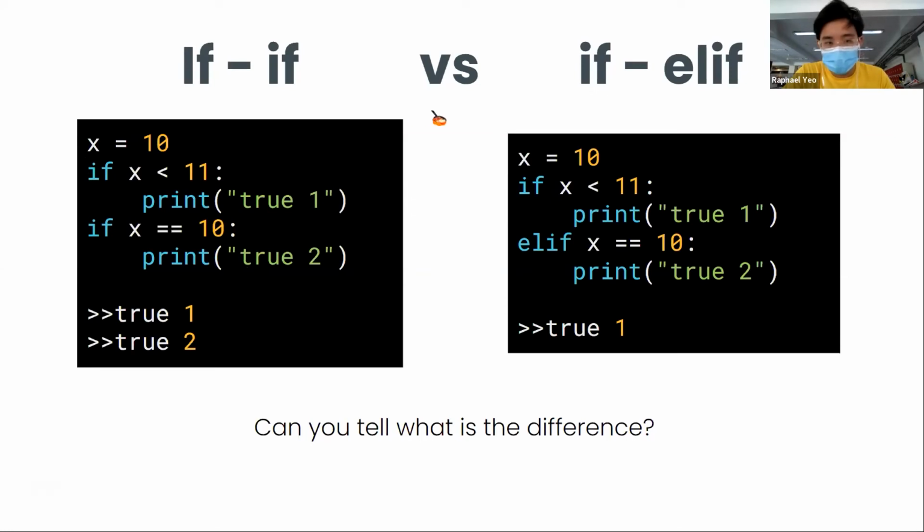Okay. On the other hand, if the first if statement is true and it prints true 1, the elif statement at the bottom will not run because it is affected by the if statement. The if statement is true, therefore the elif statement will not run. However, if the if statement is false, only then the elif statement will have a chance to run. Okay? So this is how you differentiate between if and elif.